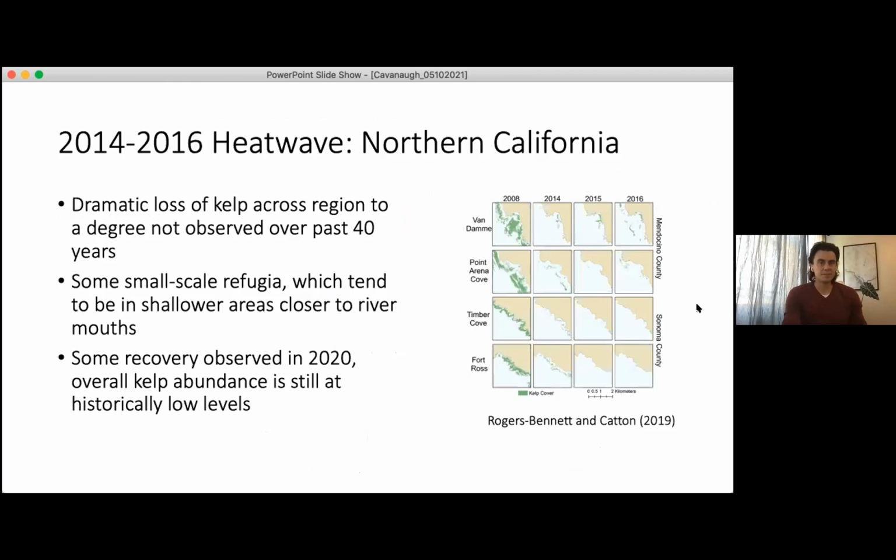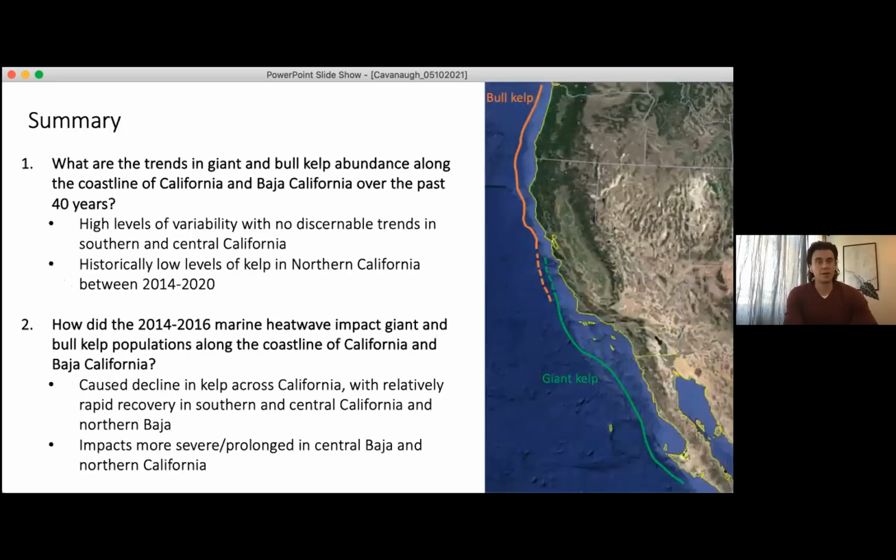refugia. So to summarize this section: dramatic loss in kelp, which hasn't been observed, at least over the last 40 years. So it is striking. There are some small scale refugia, which tend to be in shallower areas closer to river mouths. I think they're going to be important to the recovery of kelp in this region. And some potential signs of hope. There's some recovery observed in 2020. We're still at historically low levels, but there's hope that once urchin populations fall to more normal levels, kelp will be able to recover.